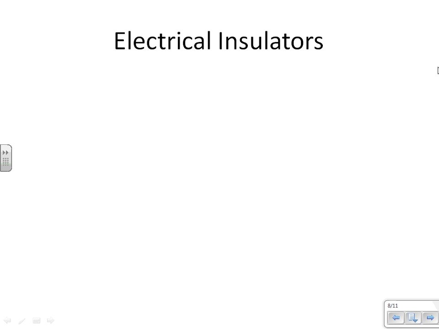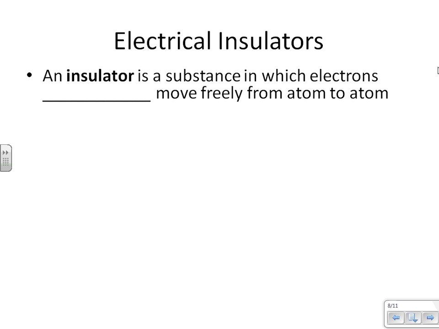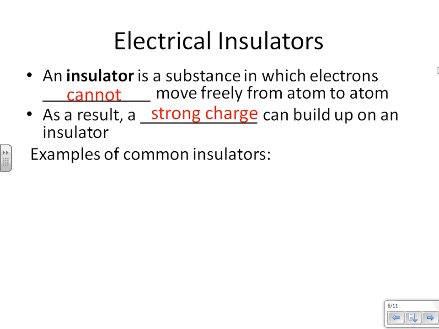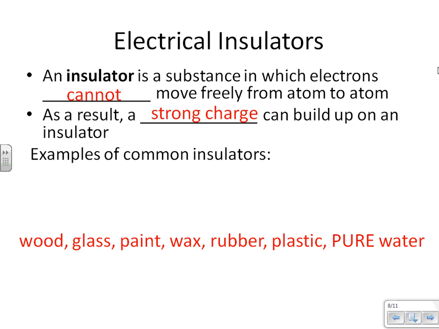All right, an electrical insulator is a substance in which electrons cannot move freely from atom to atom. So as a result, a strong charge can build up on an insulator. Some examples of really common insulators: wood, glass, paint, wax, rubber, plastic, and pure water can all be insulators. They will not let electric charge flow through them.